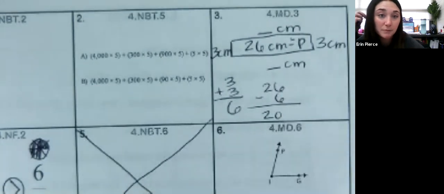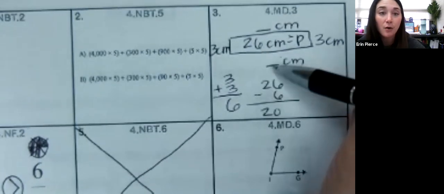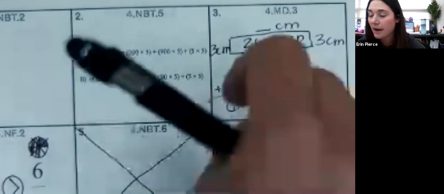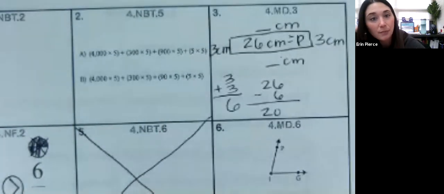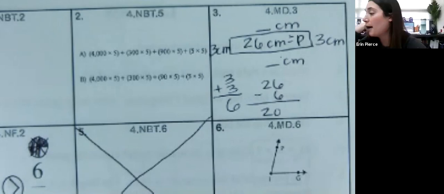Am I done yet? Does 20 go here? No. How do I figure out what goes on each side? What do you think, Charlotte? Well, what I did is I did what we learned, and I did an array up to 26. Okay.